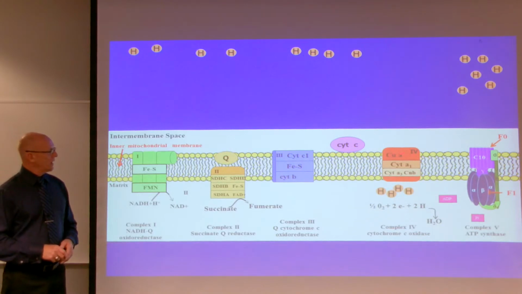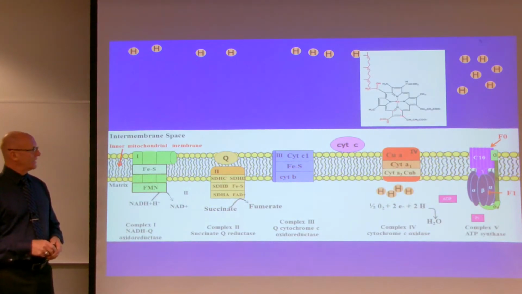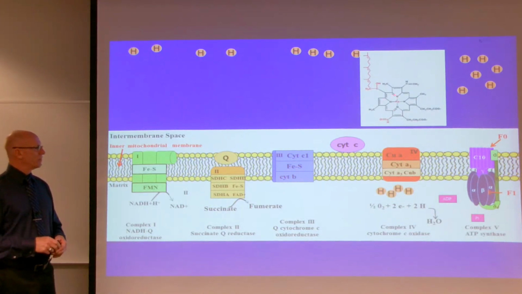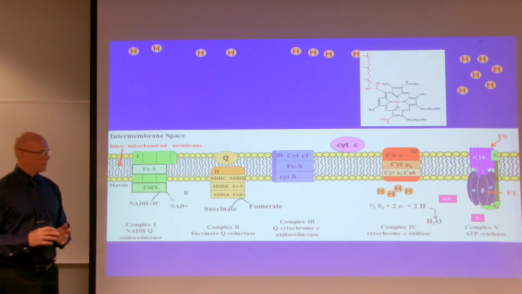Those 2 electrons will be deposited to a copper molecule in complex 4 from its oxidized form to where it is reduced, and then pass those electrons to the oxidized form of cytochrome A. And this is cytochrome A. It's a little different from the cytochrome B and cytochrome C. This is cytochrome A, where it has this long isoprenyl tail. And the electrons will then reduce this cytochrome A, and then it will pass those electrons to this bimetallic cytochrome A3 to a copper B. They're kind of both joined together.